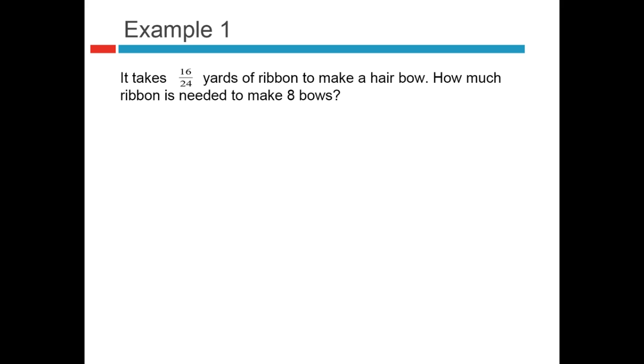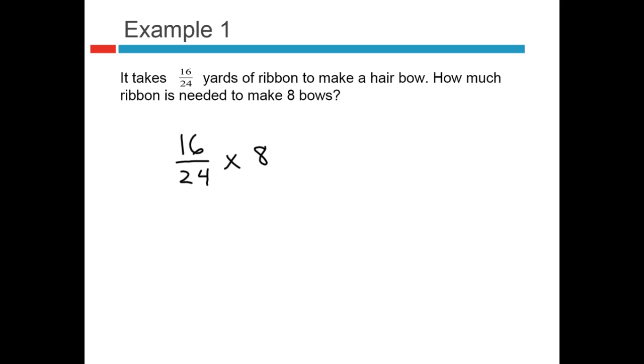In our first example, we have that it takes 16 24ths yards of ribbon to make a hair bow. The question is, how much ribbon is needed to make 8 bows? Well, we know if each bow takes 16 24ths yards of ribbon, we can multiply that fraction by 8 to get the total amount of ribbon needed to make all 8 bows. So taking 16 24ths, we want to multiply that by 8.